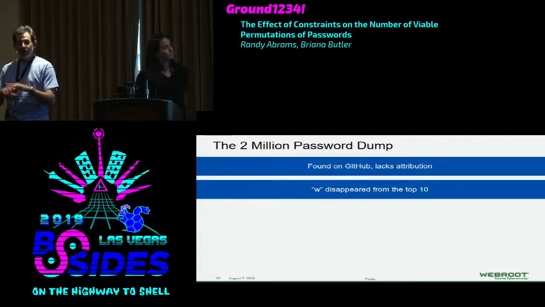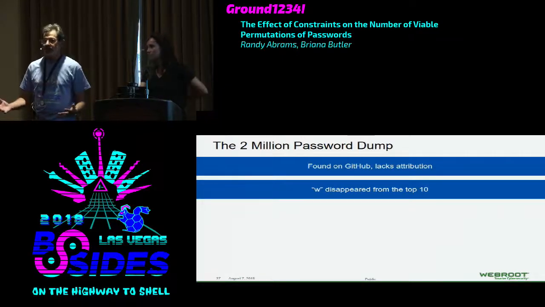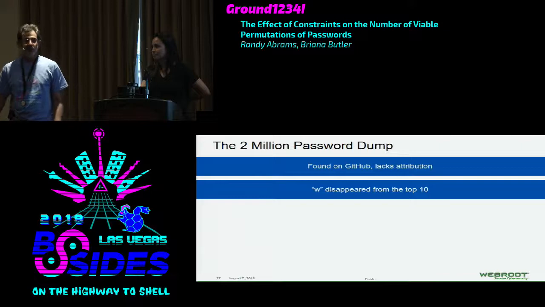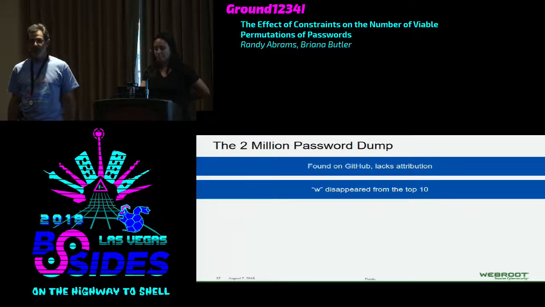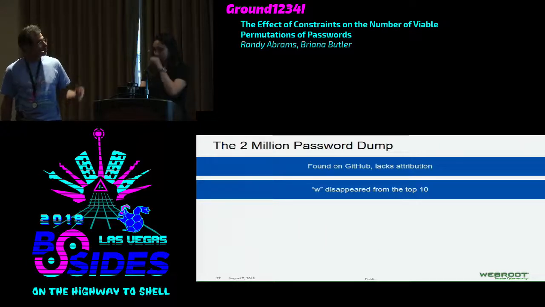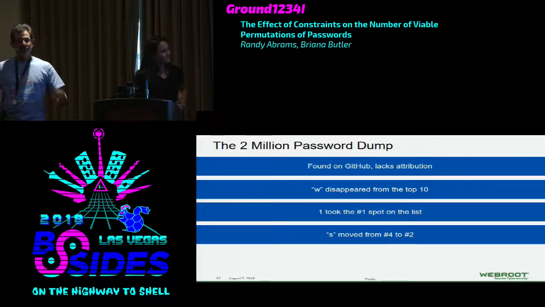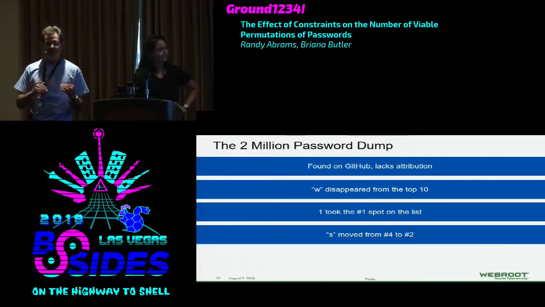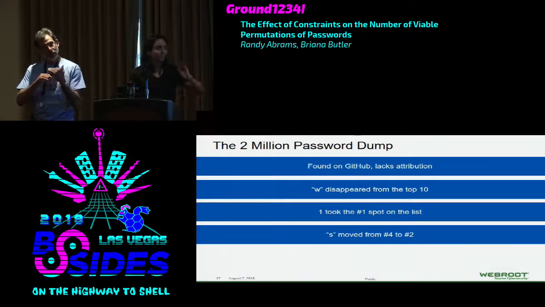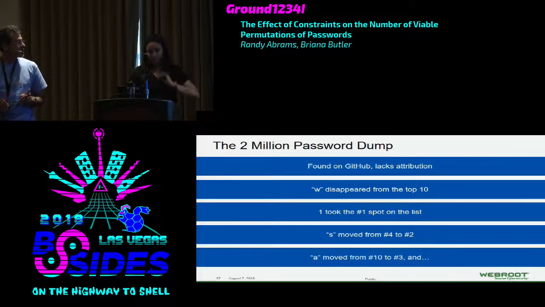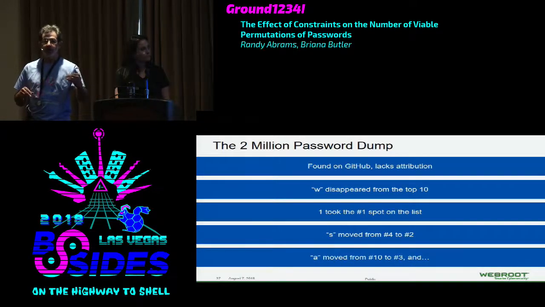But we found W disappeared from the top 10. I mean, I never expected to see it in the top 10 in the first place. So that was an interesting and expected, actually, change. Number 1, anyone here surprised that number 1 took the number 1 position? Nope, nobody is. S moved from number 4 to number 2, and that's not surprising because I believe S is the most common consonant in the English language, so it's not surprising that it moved up there. And A moved from 10 to 3, and that's not surprising either because vowels are such an important part of any word except for Klingon words.